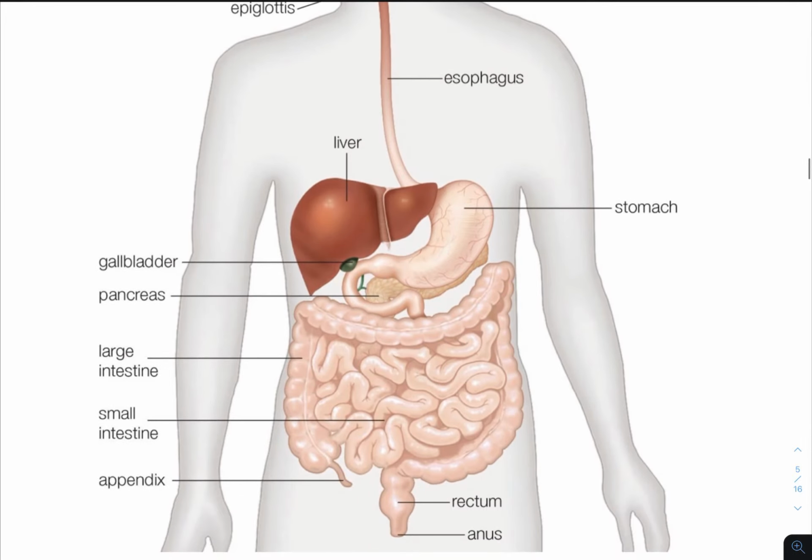Your liver, which is a gland. Your stomach. Your pancreas, which is a gland. Okay, you've got your large intestine going around it. Okay, and you've got your small intestine, which is connected to the stomach, the duodenum.